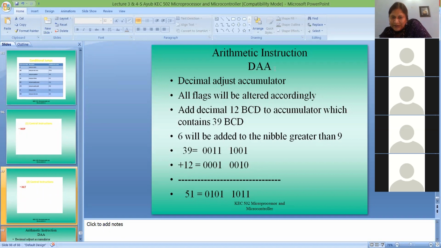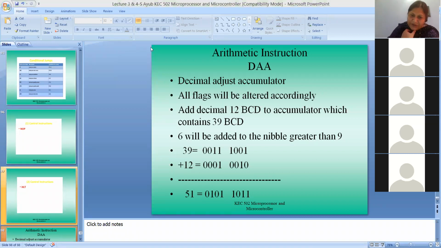So how does this instruction work? Suppose you add two numbers, 39 and 12. If you do not write the DAA instruction after the addition instruction, then 9 plus 2 will show you B. Why B? Because after 9, what is the hexadecimal number? A. And after A, it is B. So 9 plus 2 will give you B, and 3 plus 1 will give you 4. So if you do not write the DAA instruction, the addition result of 39 and 12 will be 4B.